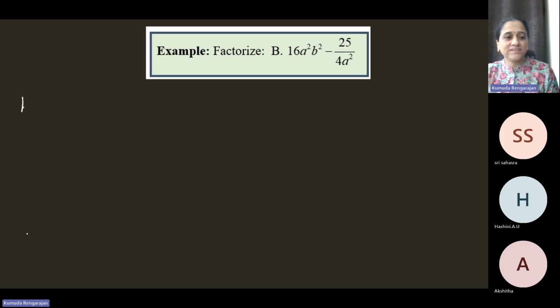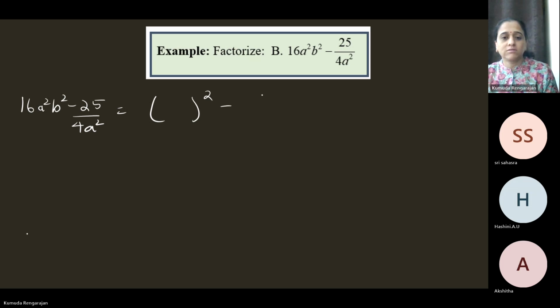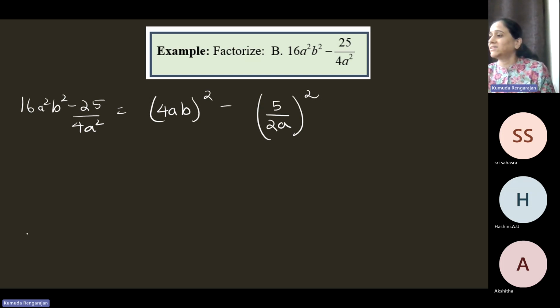Okay, so 16a squared b squared minus 25 by 4a squared is equal to, so fill in the spaces. 4ab, 5 by 2a. Correct, Aditya?